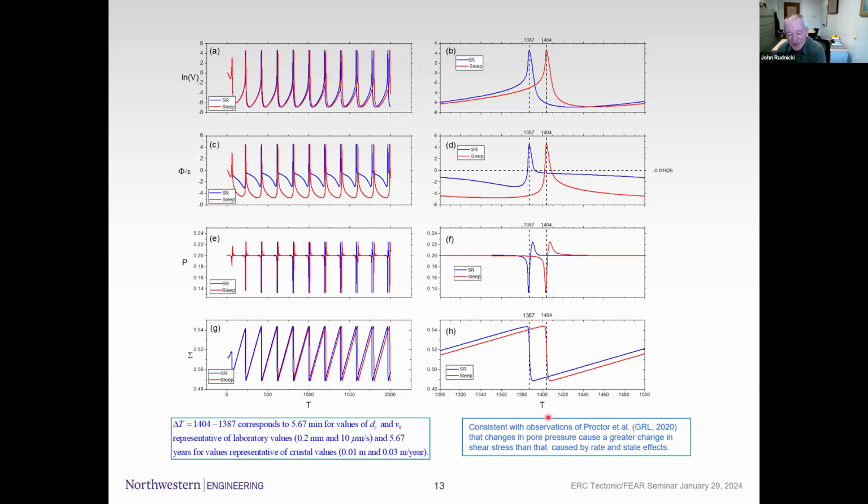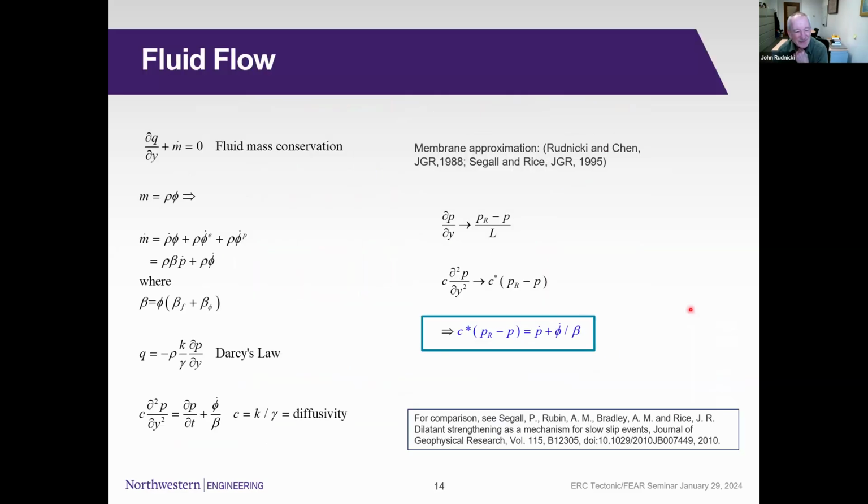And this simulation is consistent with the observations of Proctor et al. recently, and one of their conclusions is that the change in pore pressure can cause a greater change in the shear stress than the rate and state effects. So the formulation of Segall and Rice is based on the experiments that Chris did on quartz gouge. This is another area that I think is amenable to further experimental analysis to decide whether that is the best law to use or whether it needs some revision.